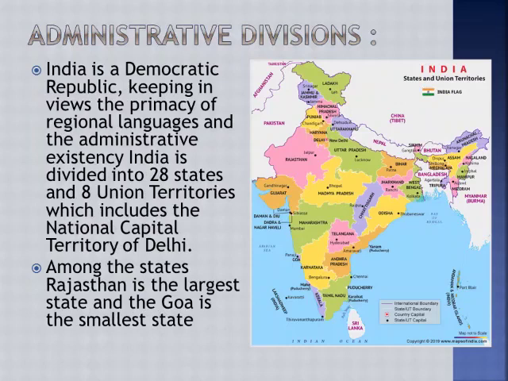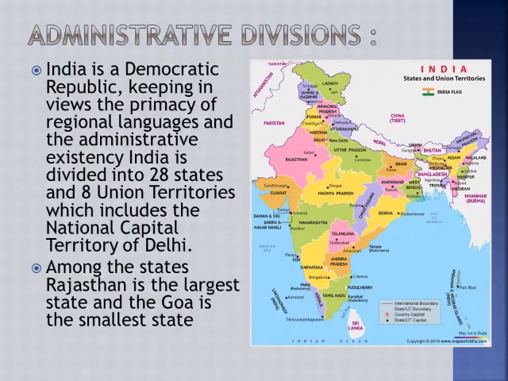We shall now see about the administrative divisions of India. As you all know, India is a democratic republic. Keeping in view the primacy of regional languages and administrative existence, India is divided into 28 states and 8 union territories, including the National Capital Territory of Delhi. In your textbook, students, it is mentioned as 29 states and 8 union territories.